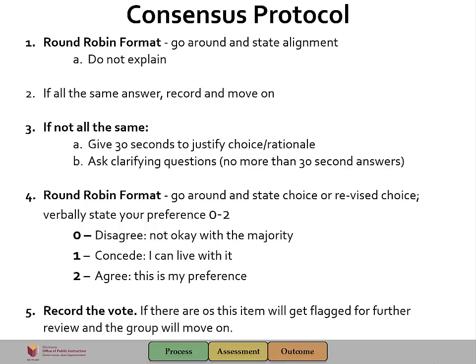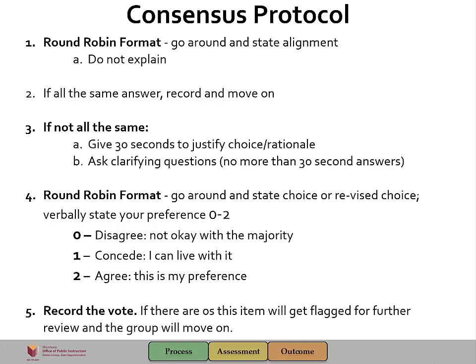So first, there's a round-robin format where everyone goes around and states their alignment decision. In this, it is not necessary to explain the rationale for the claim. If after going through the round robin everyone is already in agreement with their alignment decision, there is no need to go through consensus. Therefore, you can record the decision and move on to the next item.